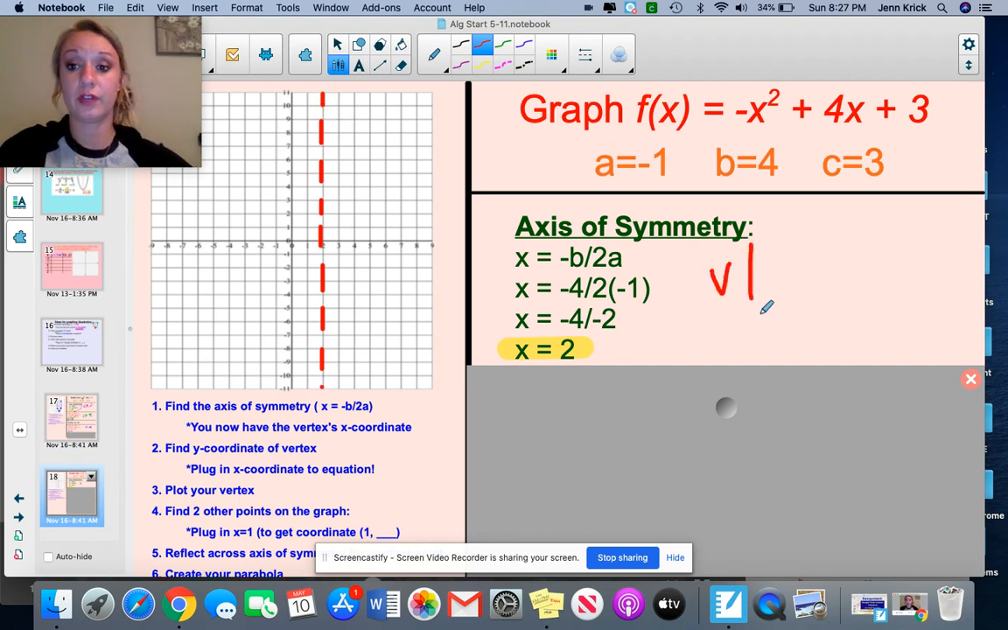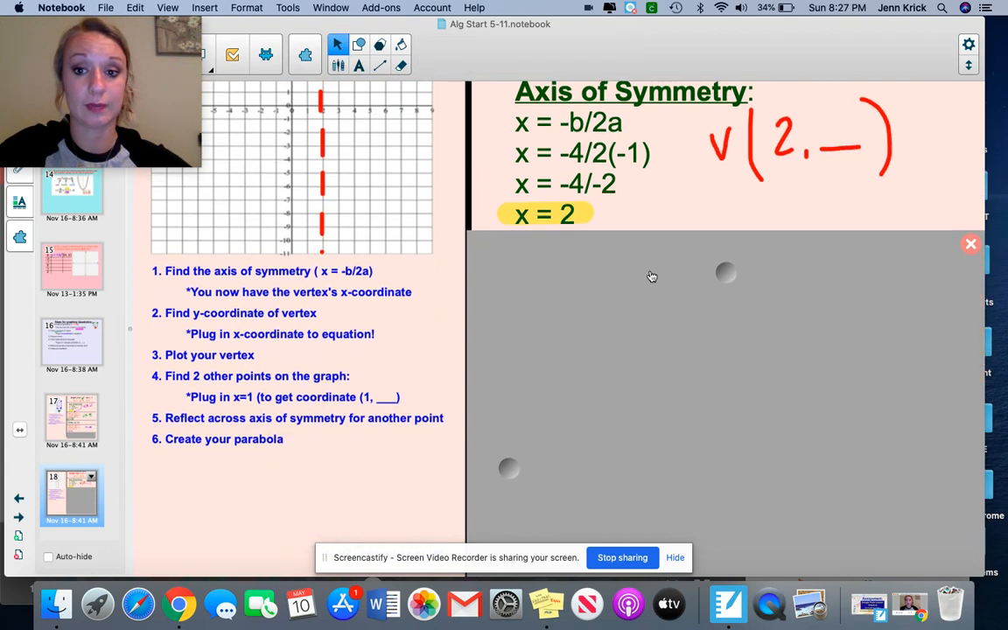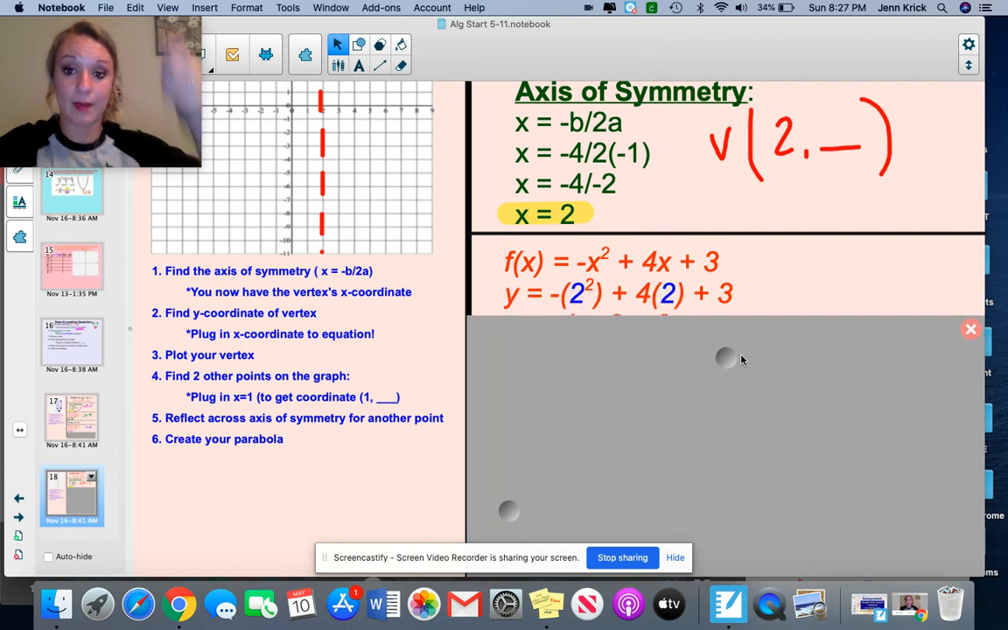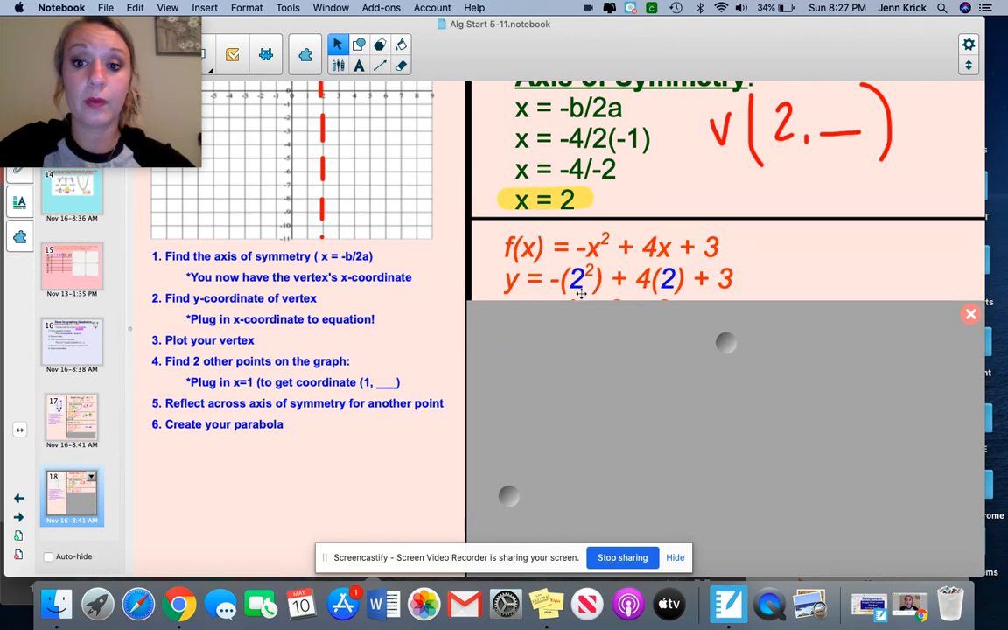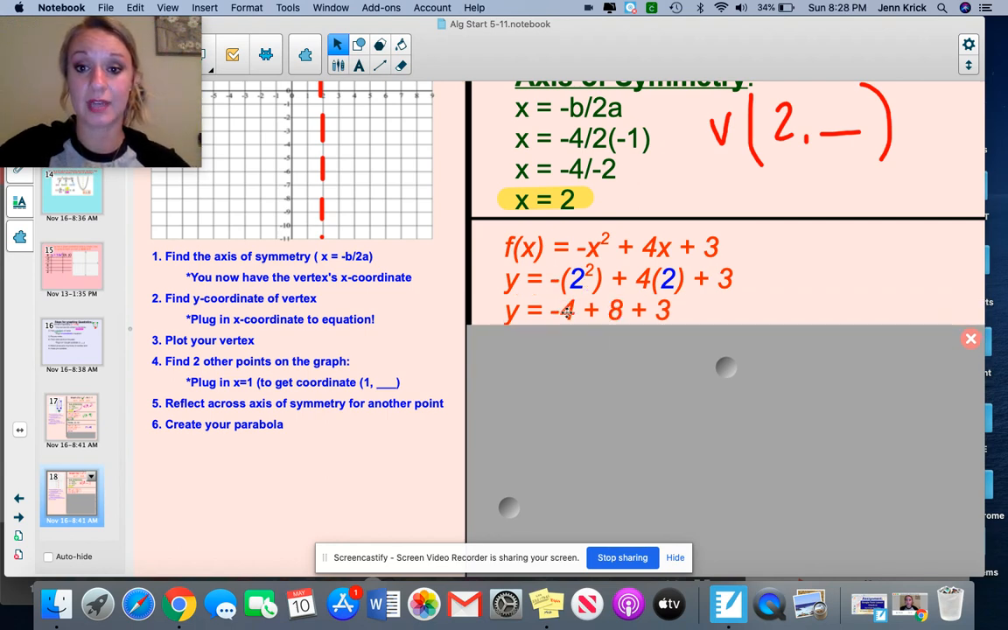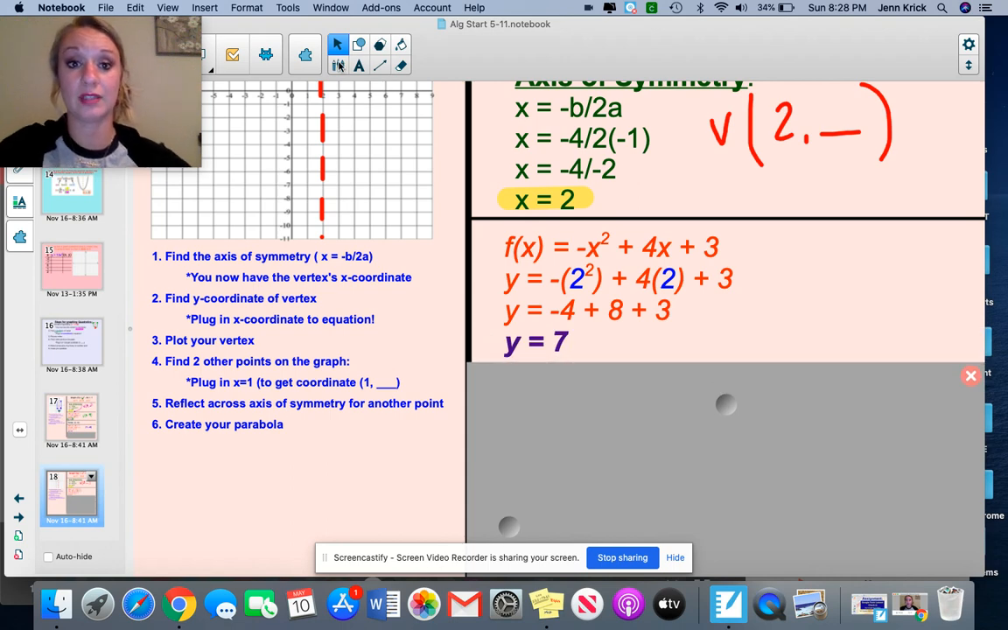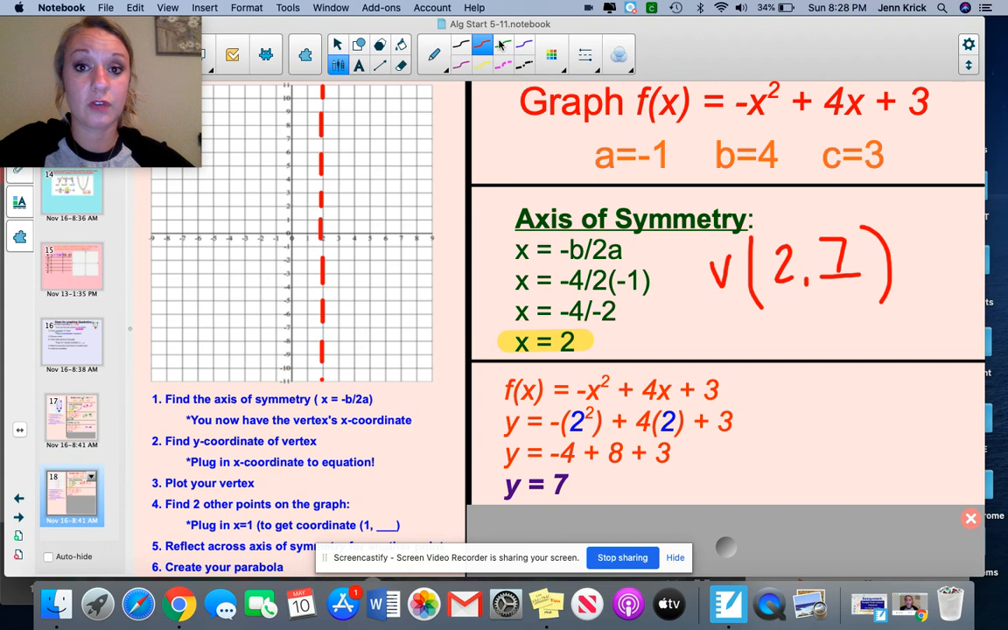You also know that for your vertex, your x coordinate is going to be 2, and we just need to go find out what that y coordinate is going to be. Okay, so I'm going to take out my x and I'm going to plug in a 2. Well, 2 squared is 4, and again, this negative on the outside will make it a negative. Okay, so it'll be -4 plus 8 plus 3. -4 plus 8 is 4, and then plus another 3 is 7. So we know that y is equal to 7. So your vertex will be at the point 2, 7. Because this is a negative, we know that'll be our maximum point there. That'll be a maximum. It'll be opening downward.